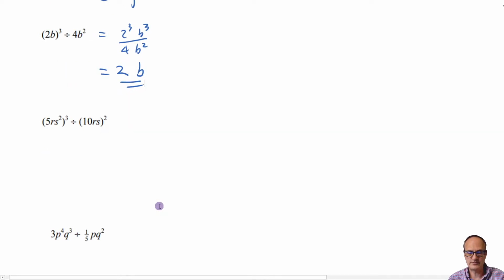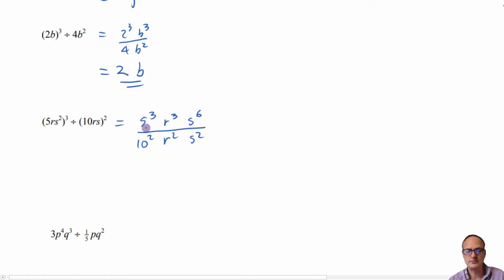And I think 2 more of this type. Right, we're going to cube this one all out. So we're going to get 5 cubed, because you've got to do this cube first before we divide by that. And then we're going to get r cubed, and then we've got s squared cubed, which is going to be times in the indices. So you get s to the 6. And we're dividing all of that by 10 squared, r squared, s squared.